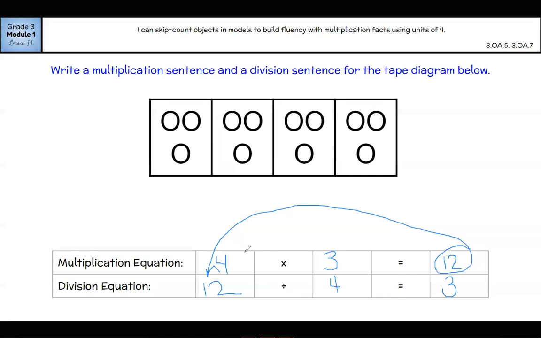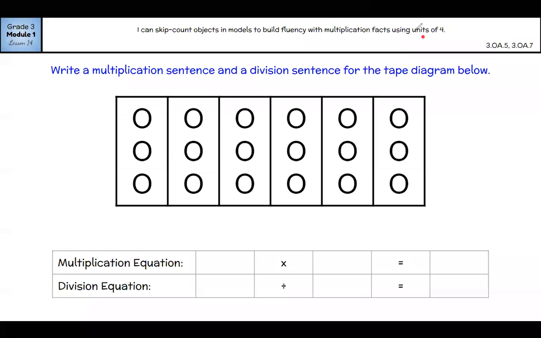Now, we know that we could do the commutative property, which is 3 times 4, and still get 12. We also know in division, we could say 12 divided by 3 items per group gives me 4 groups. That's another way we could do that. Okay, here's another one that we have.